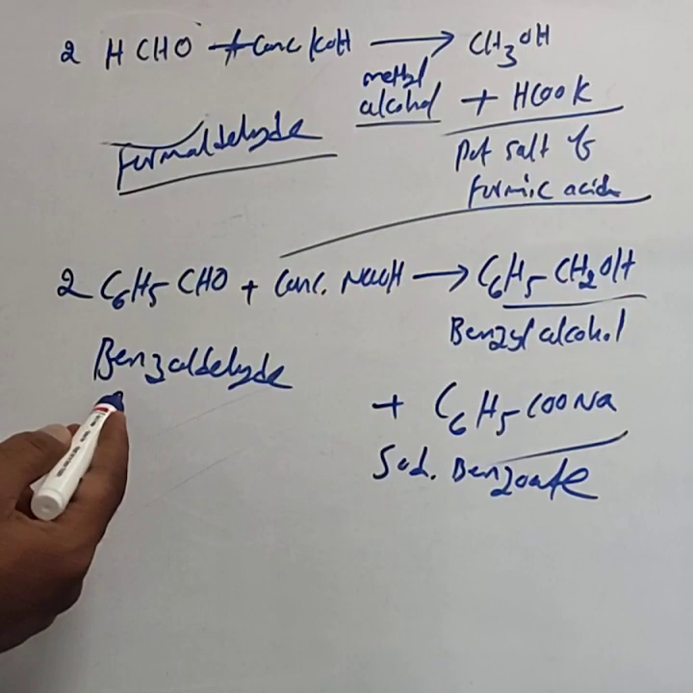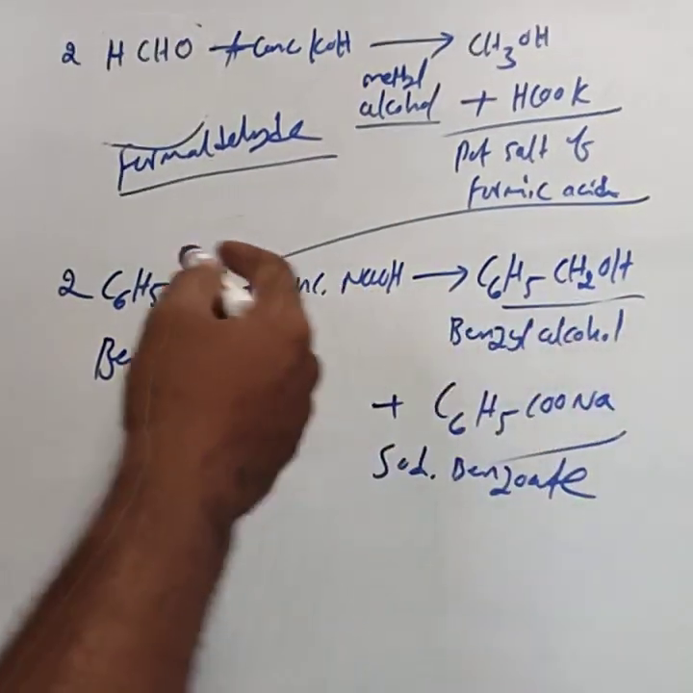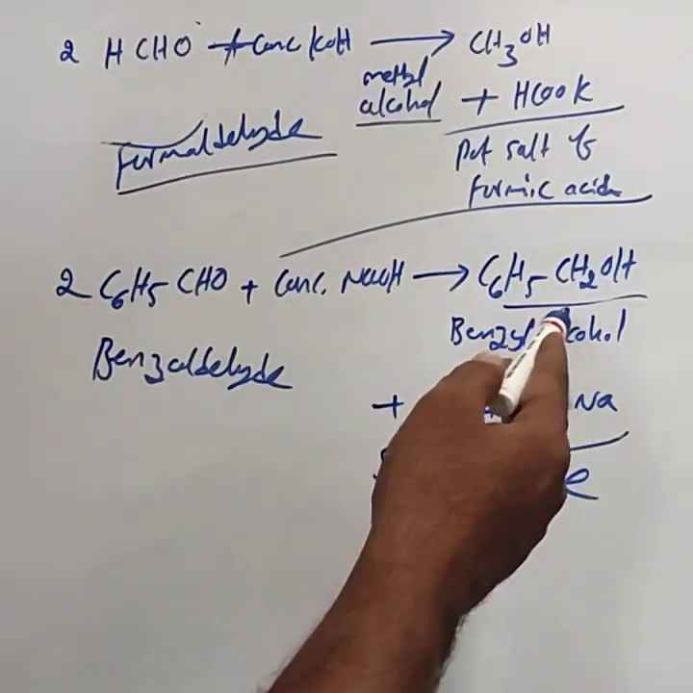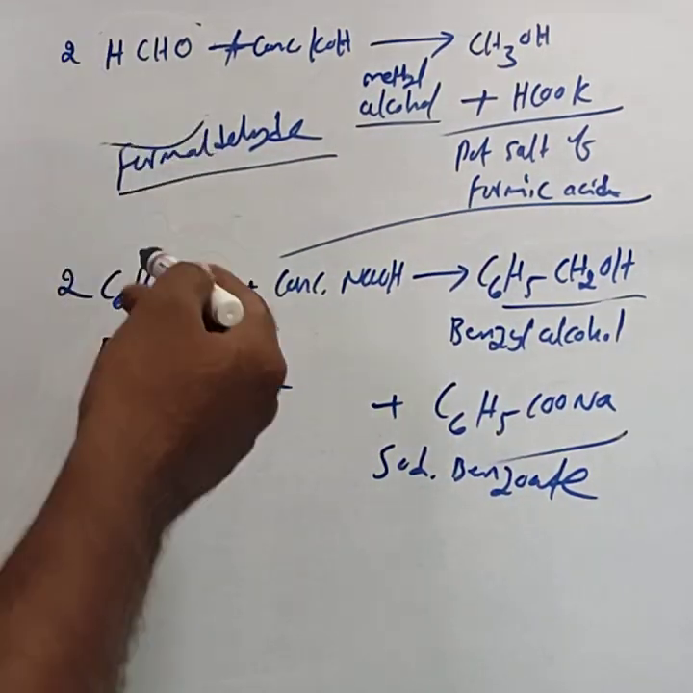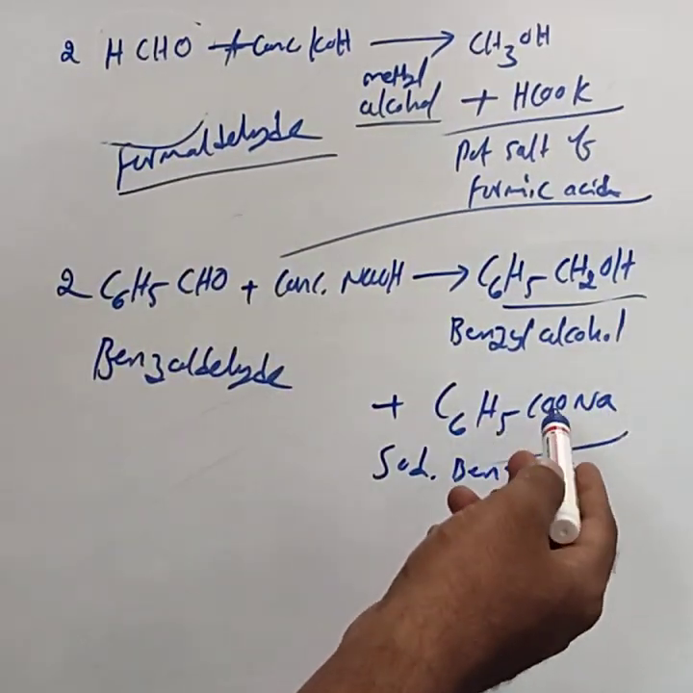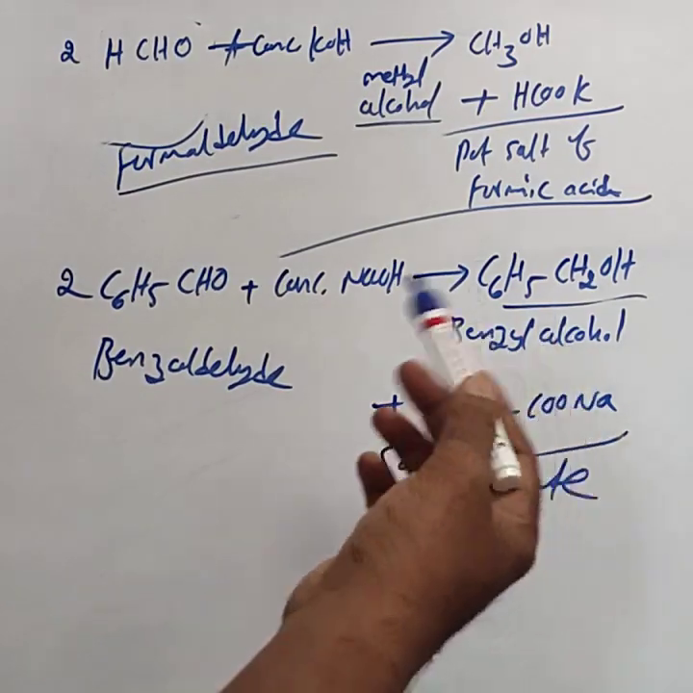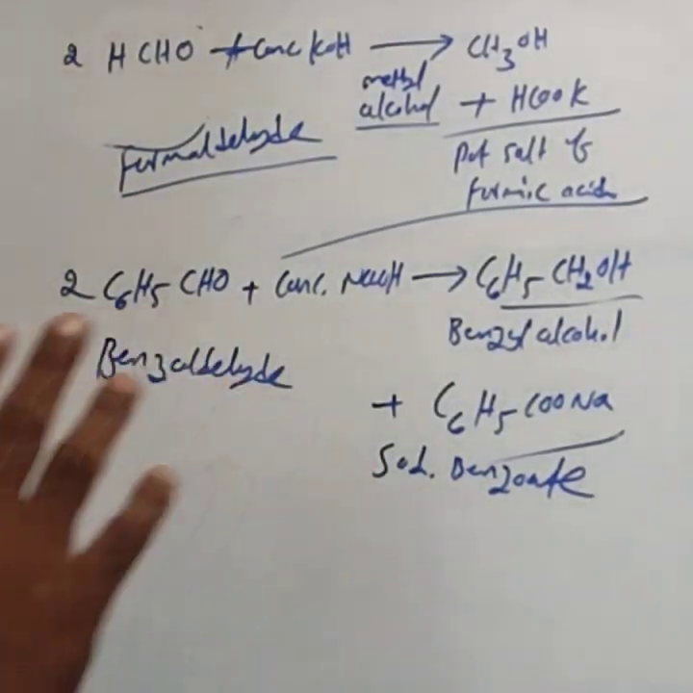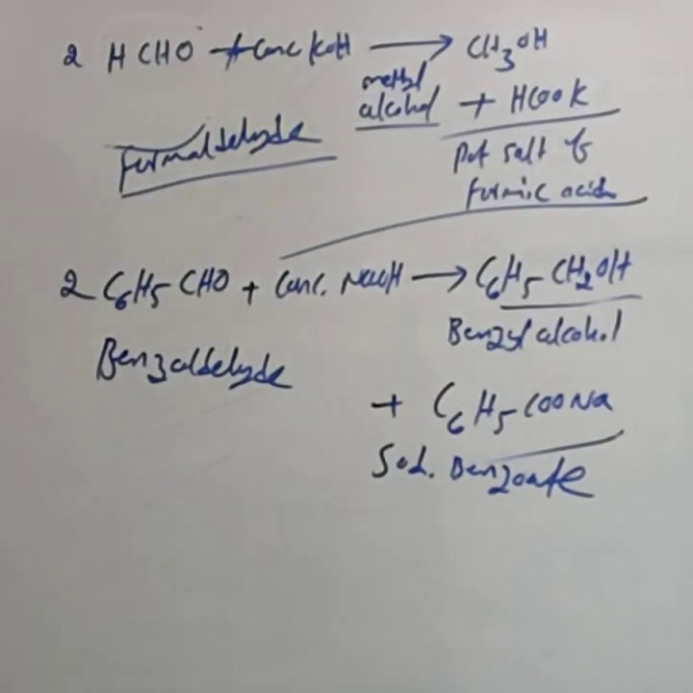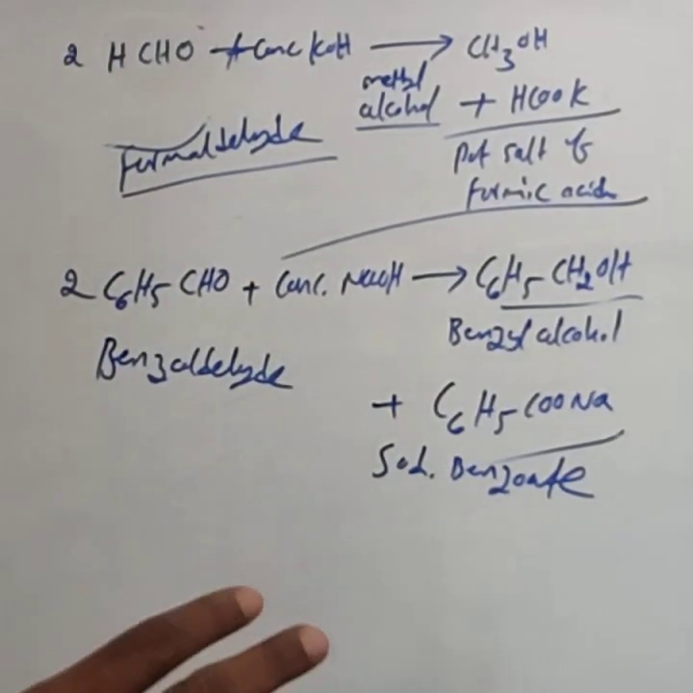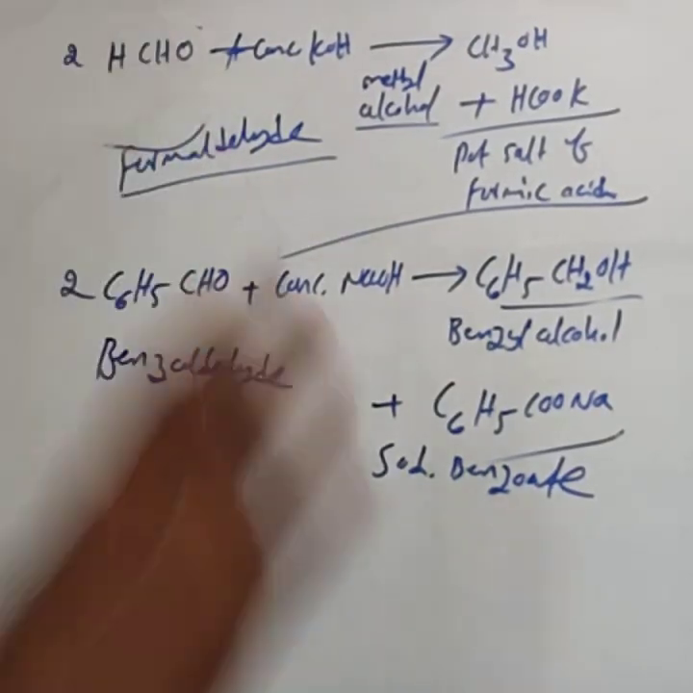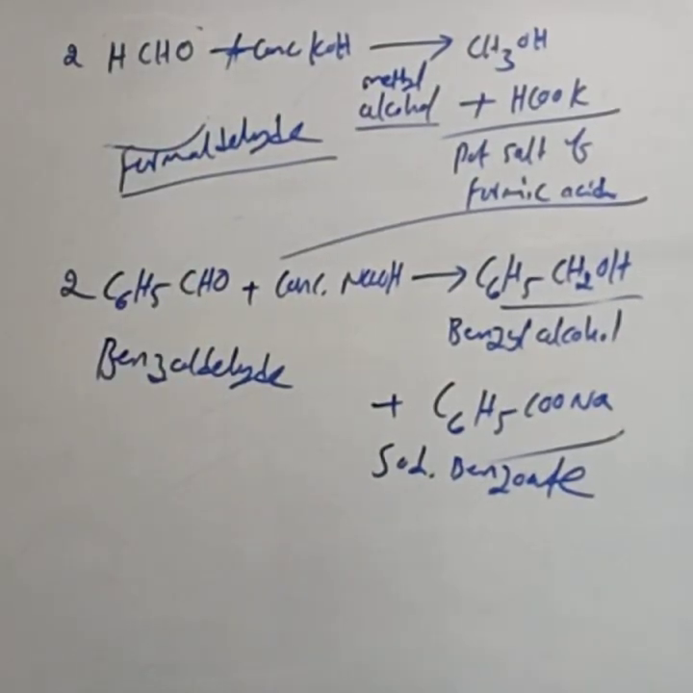Using benzaldehyde, we can write benzyl alcohol. One aldehyde undergoes reduction to form benzyl alcohol, and the other undergoes oxidation to form sodium benzoate or potassium benzoate, or the sodium salt of benzoic acid. Very, very important. All the students practice twice and twice. Definitely you can get 2 marks or sometimes 3 marks. This is about the Cannizzaro reaction. Then the last part in aldehydes and ketones is the electrophilic substitution reaction.